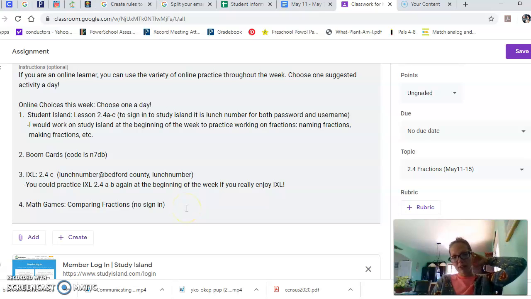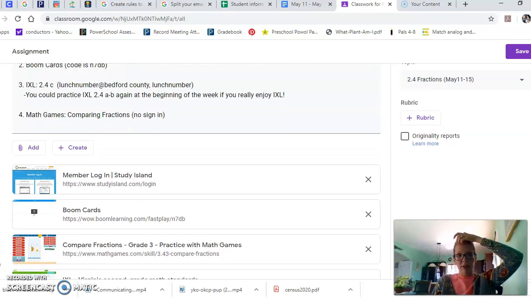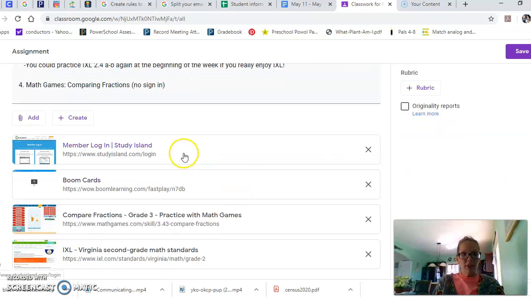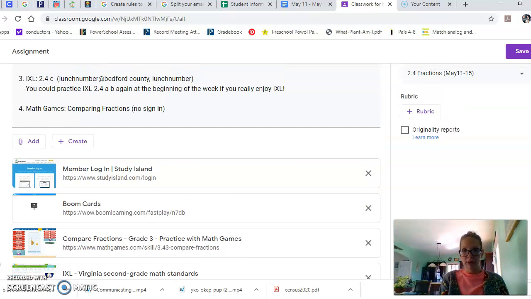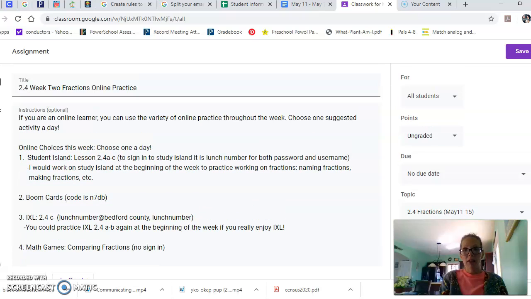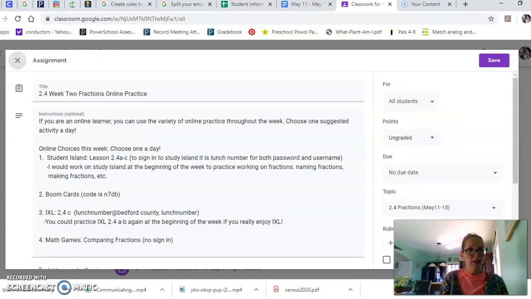And then I have another math games link underneath here. When you look underneath here, you have Study Island, you have the boom cards, you have the math games, and you have the IXL. Don't worry that right here it says grade 3, because it does follow the topic that we're talking about in 2nd grade. Okay, so that's your online choices for the week.